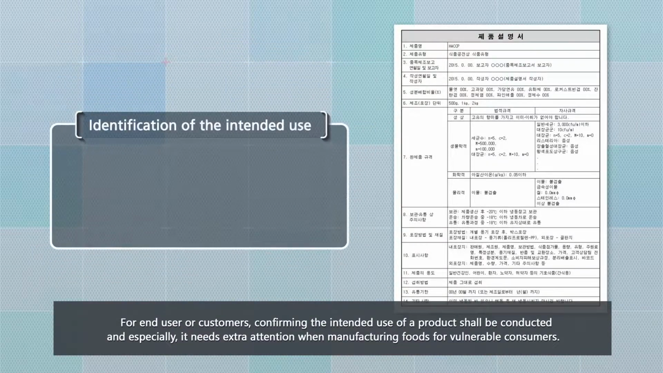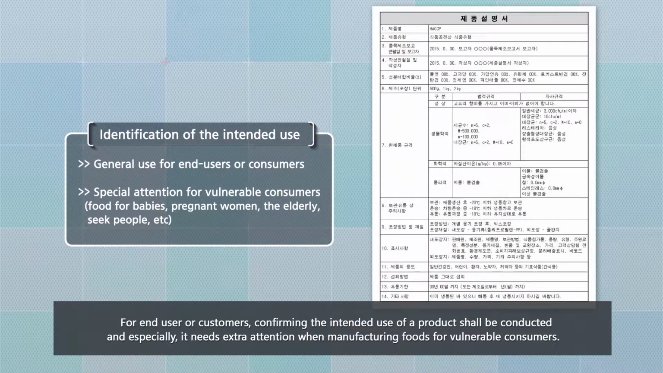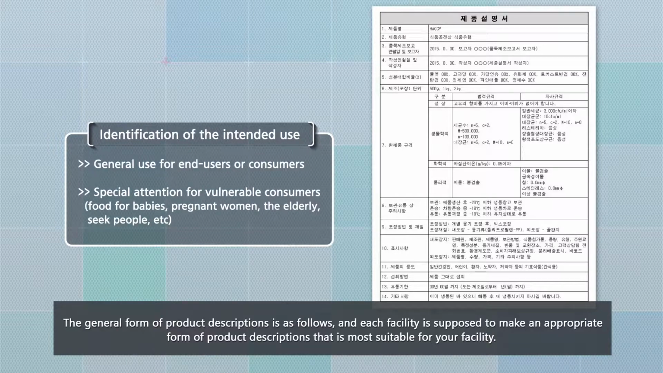For end users or customers, confirming the intended use of a product shall be conducted, and especially, it needs extra attention when manufacturing foods for vulnerable consumers. The general form of product description is as follows, and each facility is supposed to make an appropriate form of product description that is most suitable for your facility.